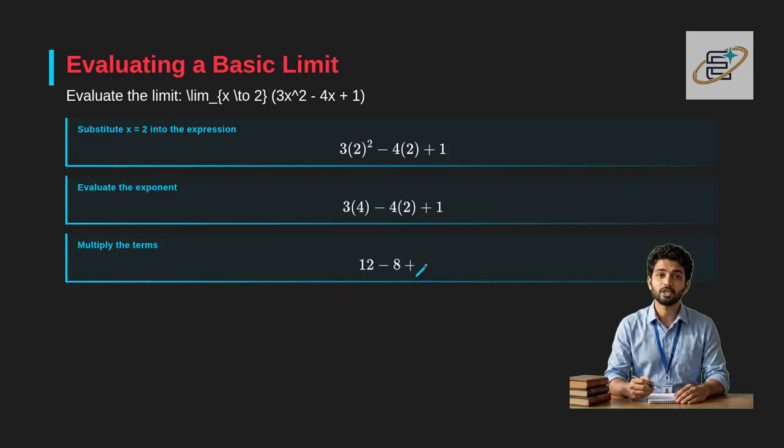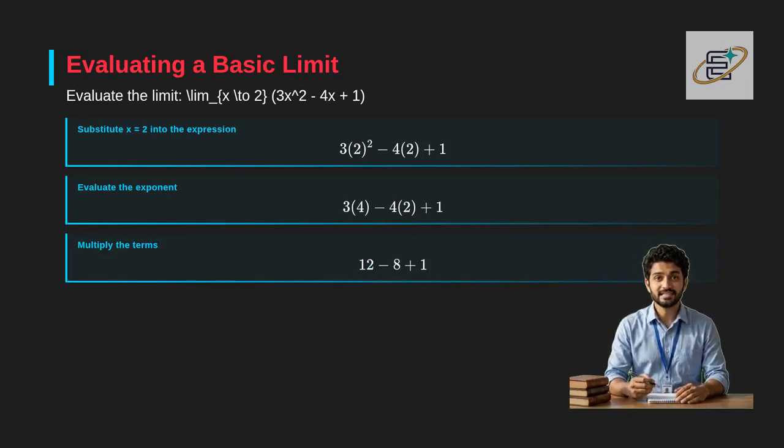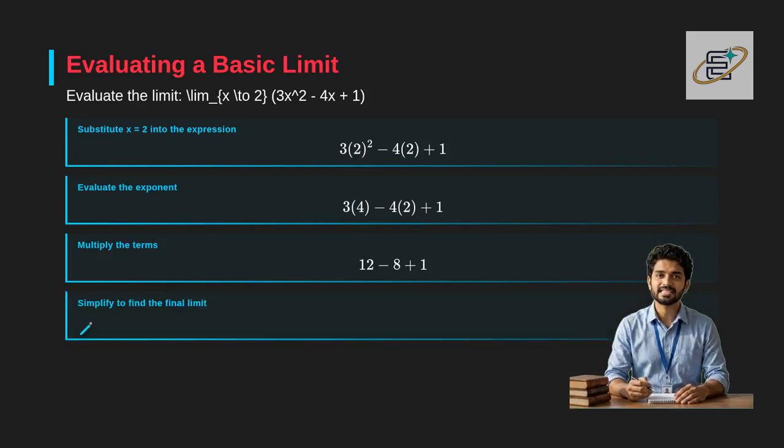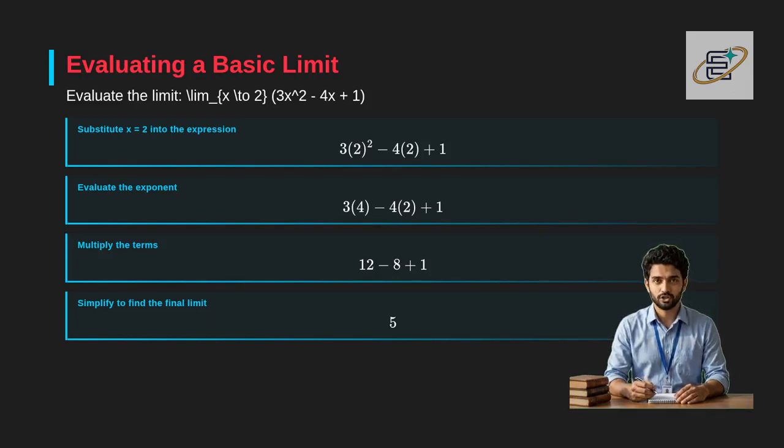Now we just multiply our terms out. 3 times 4 gives us 12. And 4 times 2 gives us 8. So we are left with 12 minus 8 plus 1. Finally, we simplify this basic arithmetic to find our final limit. 12 minus 8 is 4, plus 1 equals 5. So, as x gets infinitely close to 2, the value of this entire function gets infinitely close to 5. Direct substitution worked perfectly here.